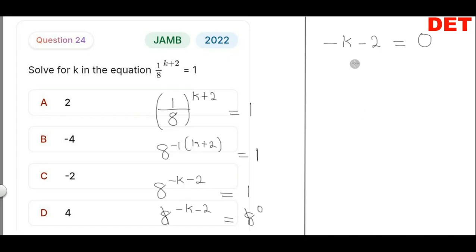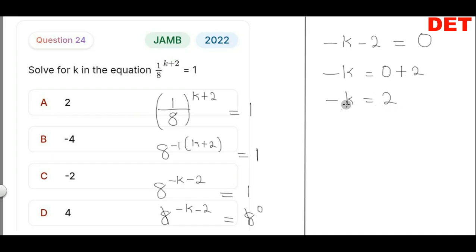The next thing I'm going to do here is to collect like terms. So this will be -k equal to, when this -2 crosses to the other side of the equation, it becomes +2. So -k equal to 0 plus 2, which gives us 2.